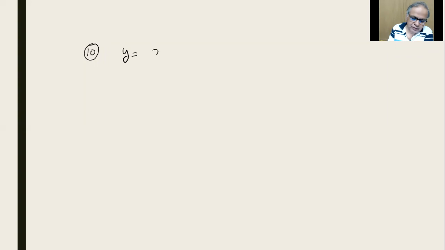Some random function I can form. x square by... x square by... Just a minute, one second. e power x plus x. Come on, Vasist.